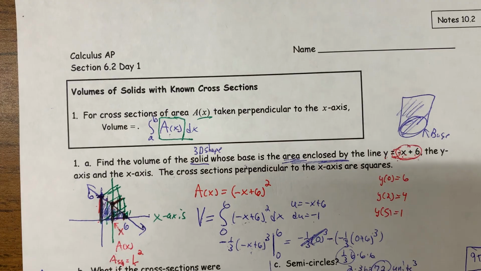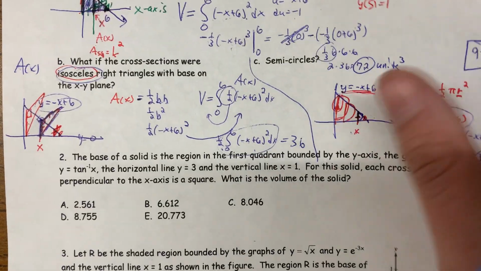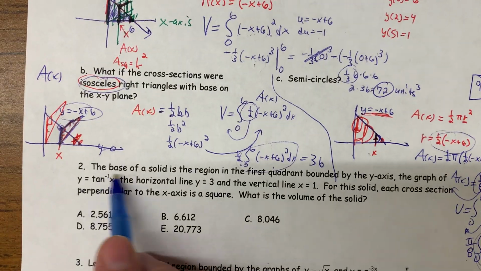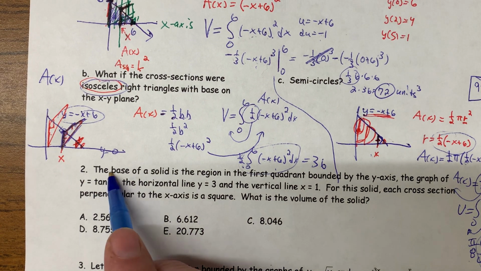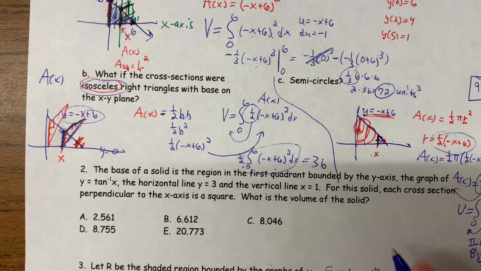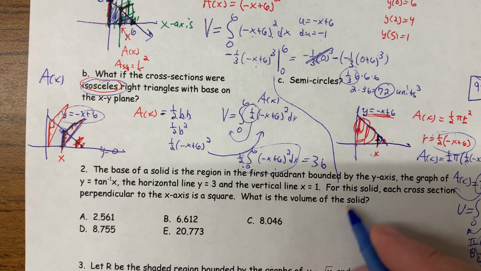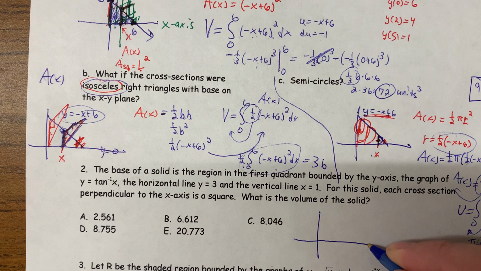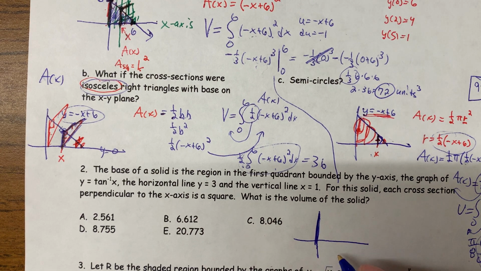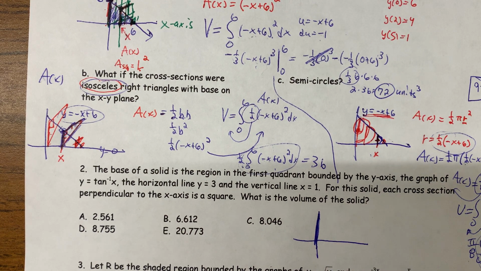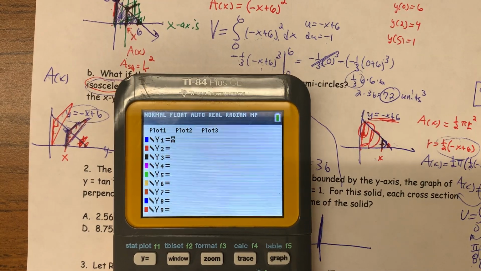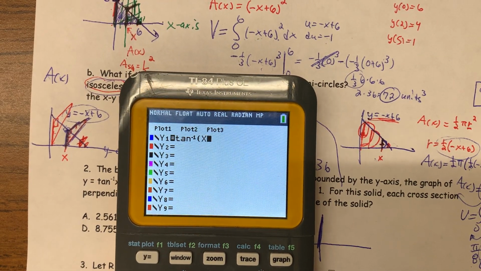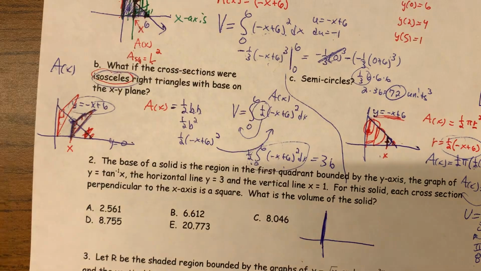So here is another one. Let's look at this. The base of the solid, this is going to be a calculator one, guys. You're going to need a calculator for this. The base of a solid is the region in the first quadrant bounded by, so I'm going to draw a picture of this, the y-axis, the graph of y equals tangent inverse of x. I'm going to graph this. y equals tangent inverse of x.